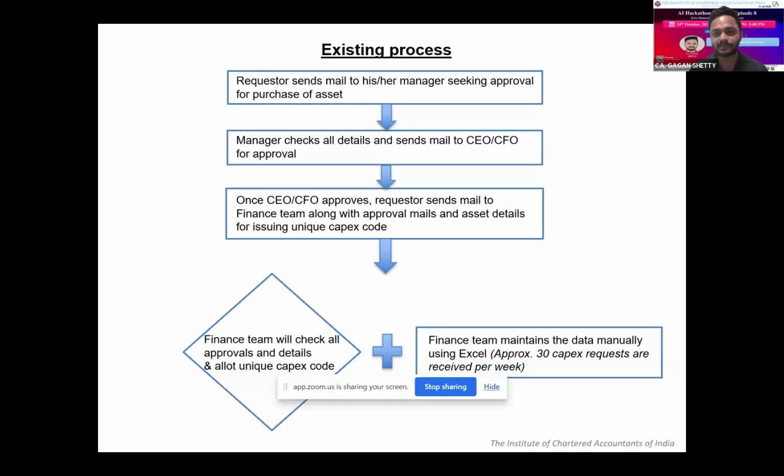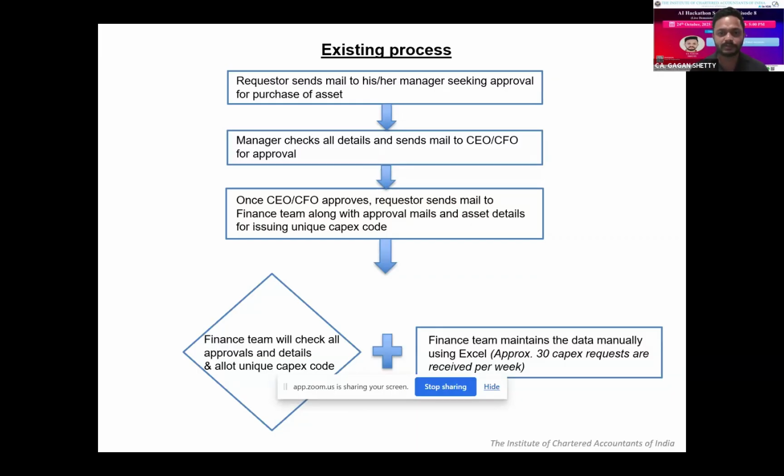The pain with the finance team is that they have to go and check the mails one by one, the whole mail trail, to see if everything is fine or not. Also, they have to collect all the data into Excel manually and generate one unique CapEx code, which they send to the requester, using which the requester will generate the PR and PO further to purchase the particular capital asset. This is the existing process being followed.